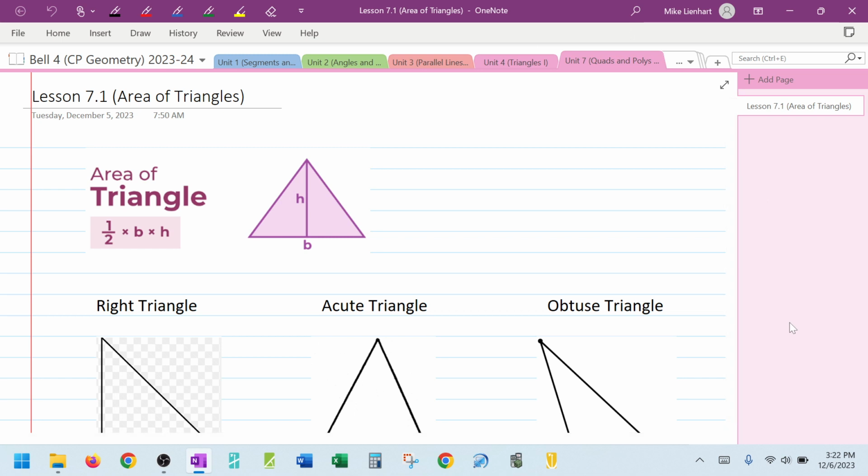Today, what I need you to do is pay attention to the notes, freeze it, and take notes if you need to. And then I need you to finish this up by doing the assignment that's located on Moodle.